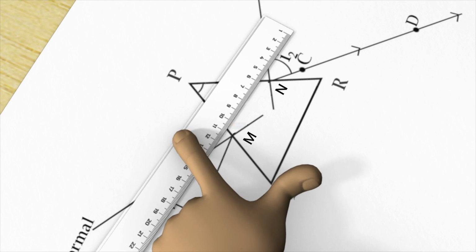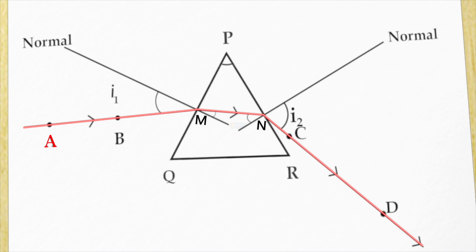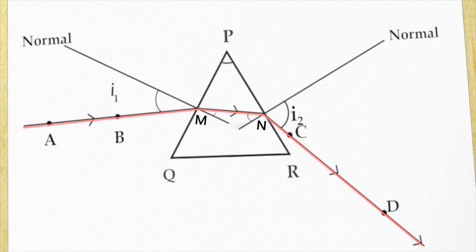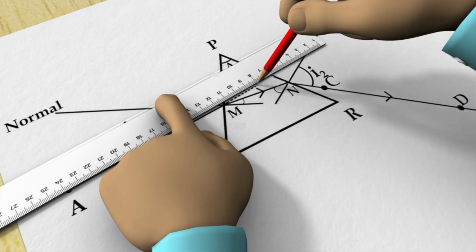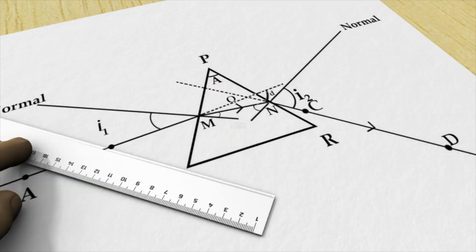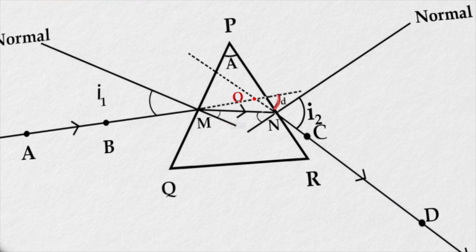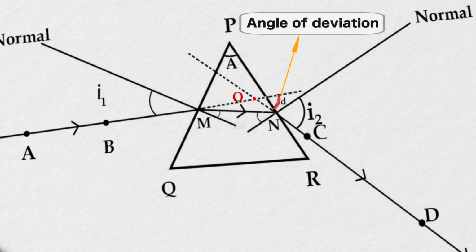Now, join the points M and N by a straight line. The line passing through the points A, B, M, N, C and D represents the path of light when it suffers refraction through the prism. Extend the incident ray forward with a dotted line and the emergent ray backward with a dotted line till they meet at a point O with an angle called angle of deviation D. That is, angle of deviation is equal to 45 degrees.